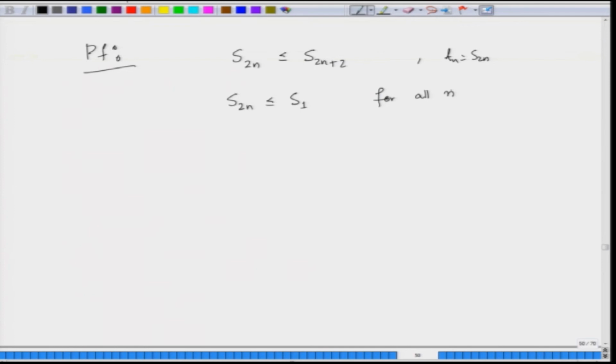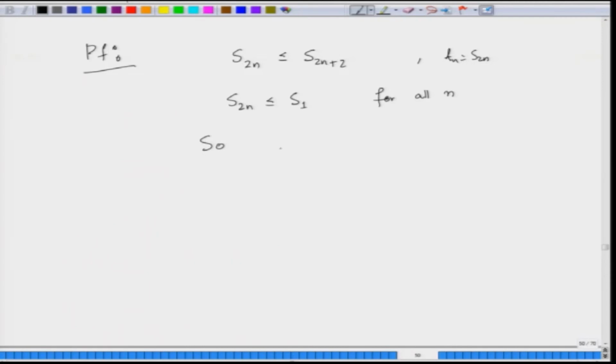So, now T n is an increasing sequence which is bounded above. Therefore, a monotonically increasing sequence which is bounded above must have a limit. So, the limit as n goes to infinity of S 2 n is equal to, let us say, S prime.